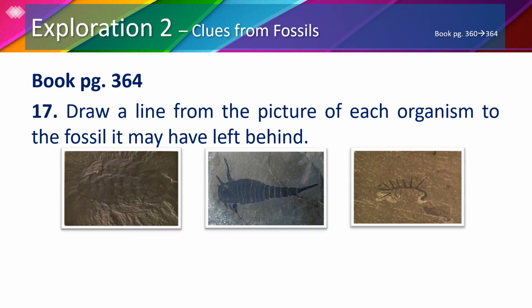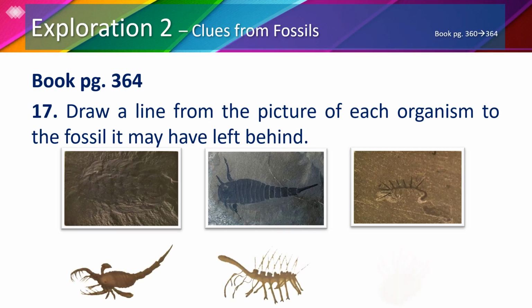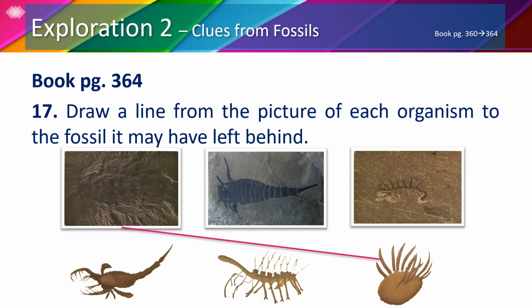Now remember, no one really knows what the soft parts of these fossilized animals look like, but by using patterns that we see, we can predict what the organism might have looked like. The first picture looks round with some sort of spikes coming out of it, so it could have probably looked like this. The second picture is long and with a narrow tail, so it could have looked like this. And finally, this fossil might have looked like this.